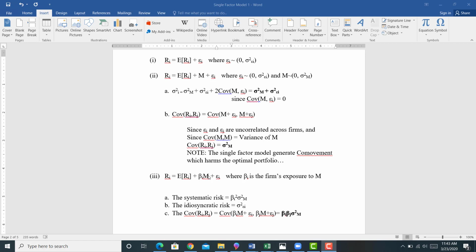Okay. So in this model, in equation 3 here, the systematic risk can be identified as beta squared times sigma squared subscript m. This is the variance of m. I've got to weight that twice. I've got to square that, right, to get the variance here. That's just a statistical property. And the idiosyncratic risk is just equal to the variance of the epsilon error term here, okay?